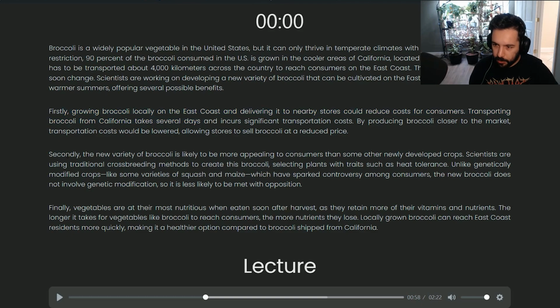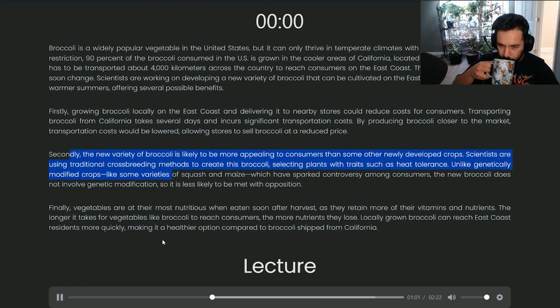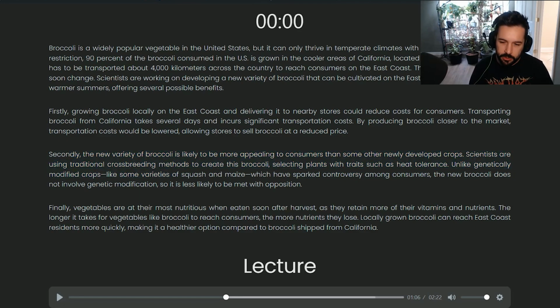Now, secondly, even though researchers are using traditional breeding techniques in creating the new broccoli, the public might still be suspicious. You see, you're starting to see a pattern. She agrees with some things that the author says, but then she brings up her own points, the counterarguments. So she said, yes, they are using a method that is good, a method that is more accepted by the public. But now there is something.